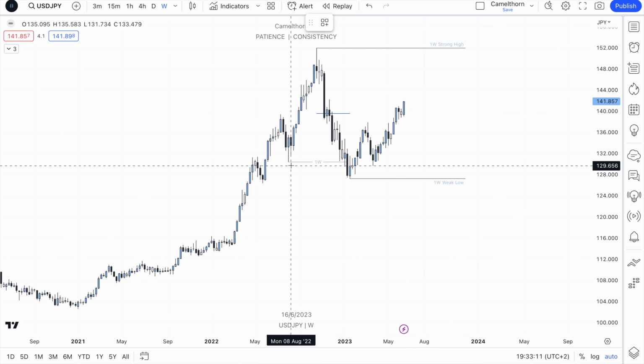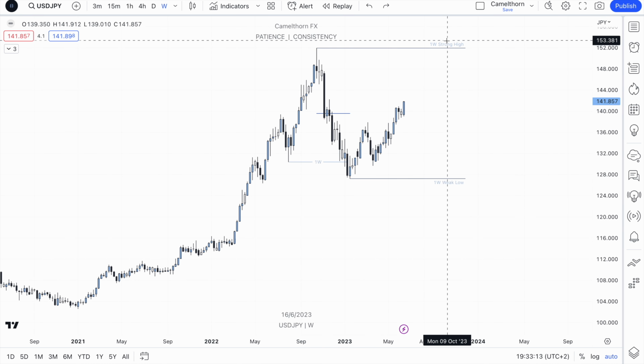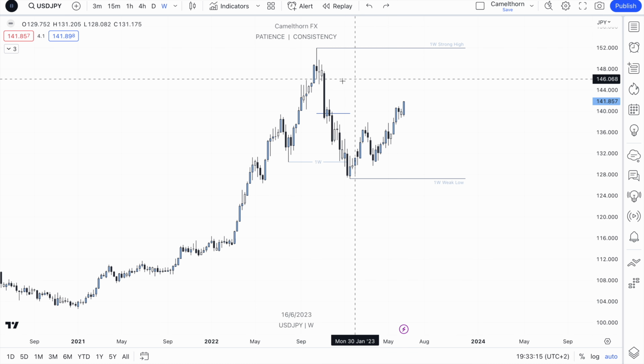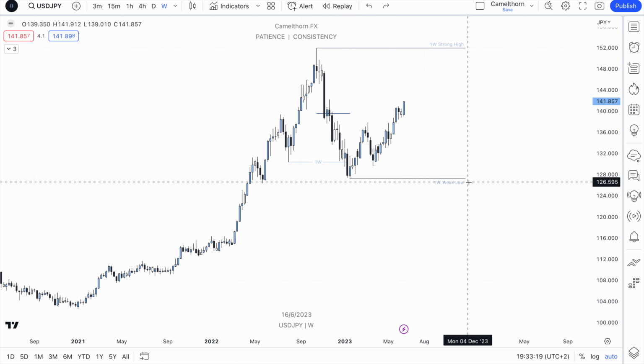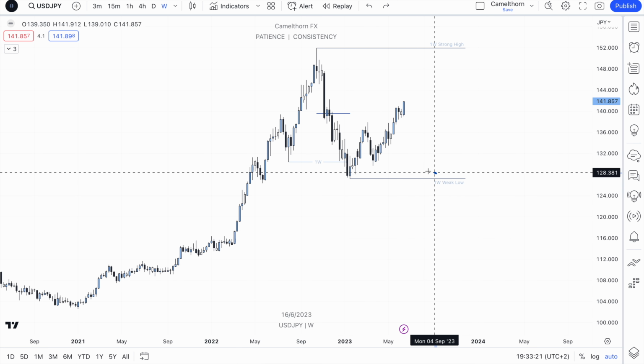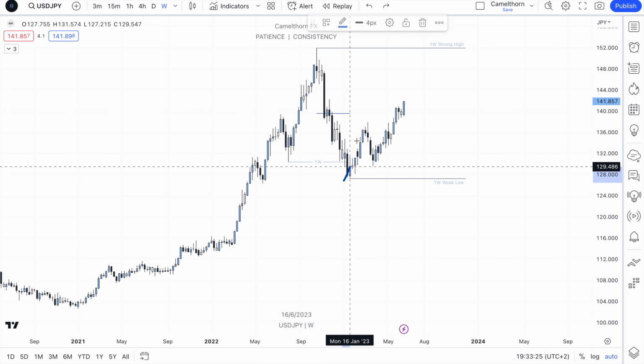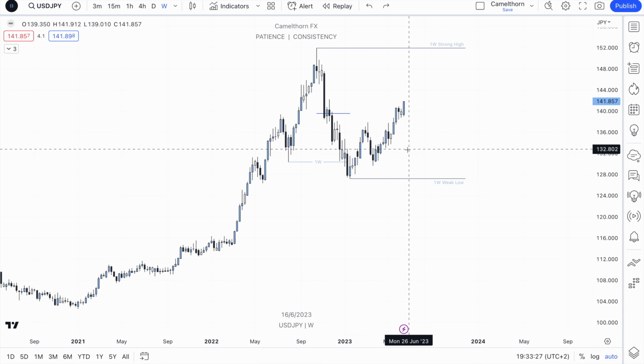And then if we just quickly define the extremities of that range, you can see that we have a weekly strong high up in here that obviously gave us that break of structure. We have our weak low down here, which is the low that we would obviously now anticipate to be violated after this pullback has completed.